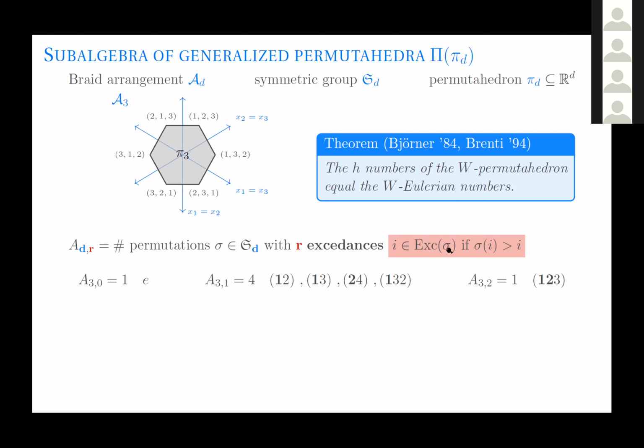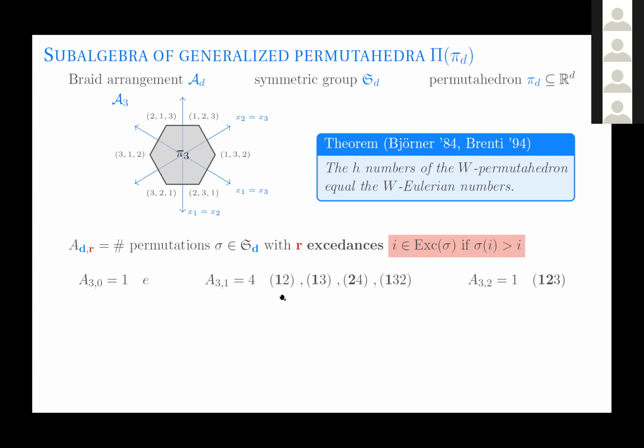And remember that an exceedance of a permutation is a value i such that when I apply the permutation to i, I get something strictly bigger. So let's see how these numbers look in the case of d equals 3. If we want to have exactly 0 exceedances, the only possible permutation is the identity permutation. So there is only one, and A(3,0) is 1.